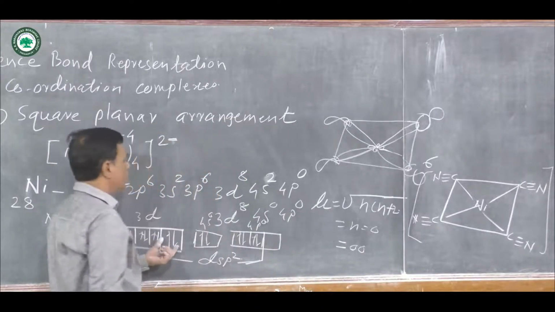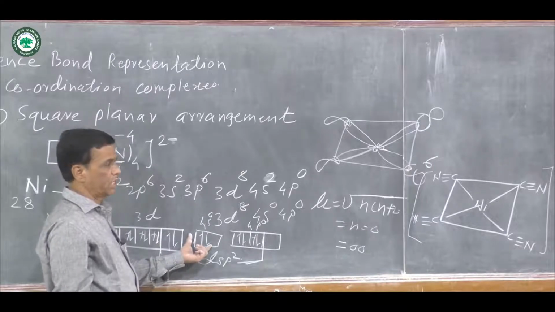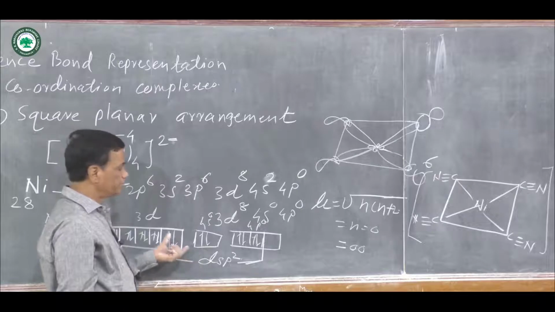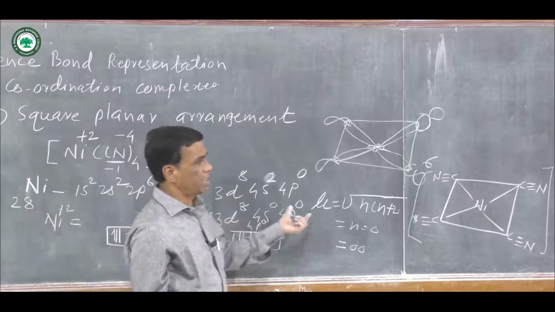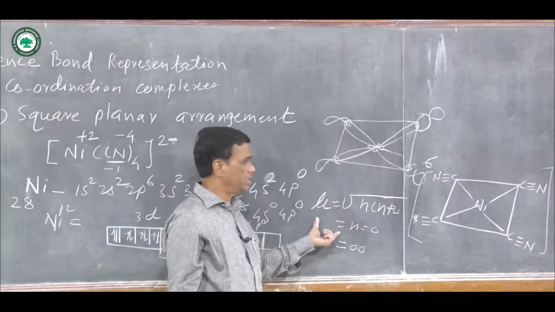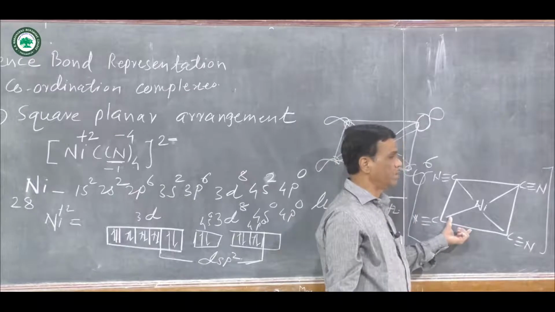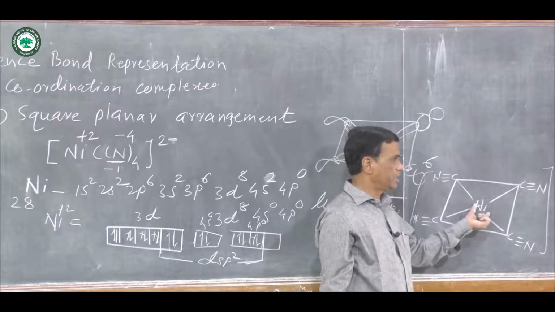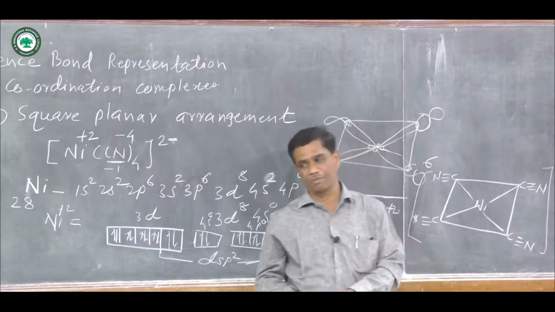The reason is that all electrons are paired. When such an arrangement occurs, meaning all electrons are paired, that complex ion is diamagnetic in nature. This is the structure for the diamagnetic compound, the [Ni(CN)4]2- complex ion. Nickel is at the center position and the arrangement is square planar.